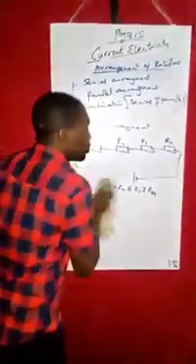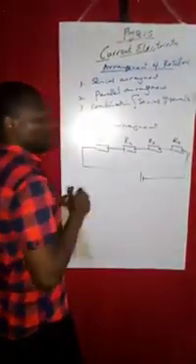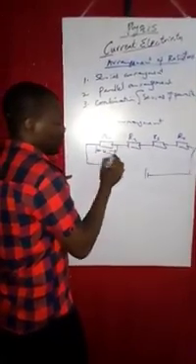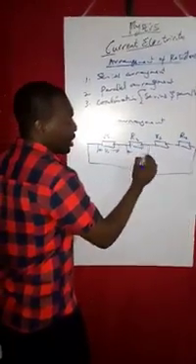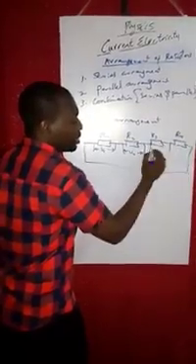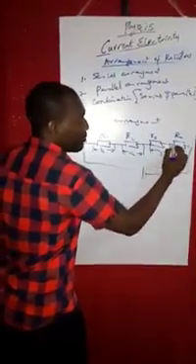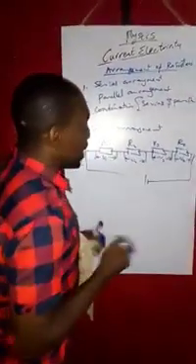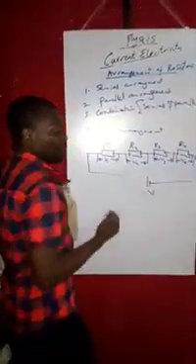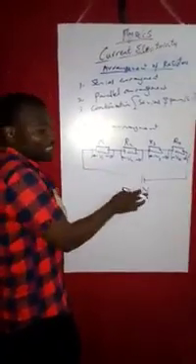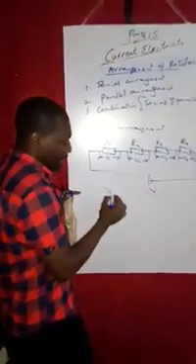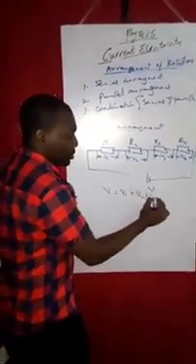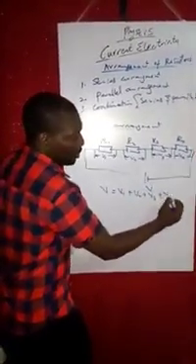Don't forget that. Since we have the same current flowing through it, the voltage drop at this point, let's call it V1. The voltage drop at this point, let's call it V2. The voltage drop at this point, V3, and the voltage drop at this point, V4. So from here, the total voltage drops will give us the total voltage supply. That means our total voltage supply V will be equal to V1 plus V2 plus V3 plus V4.